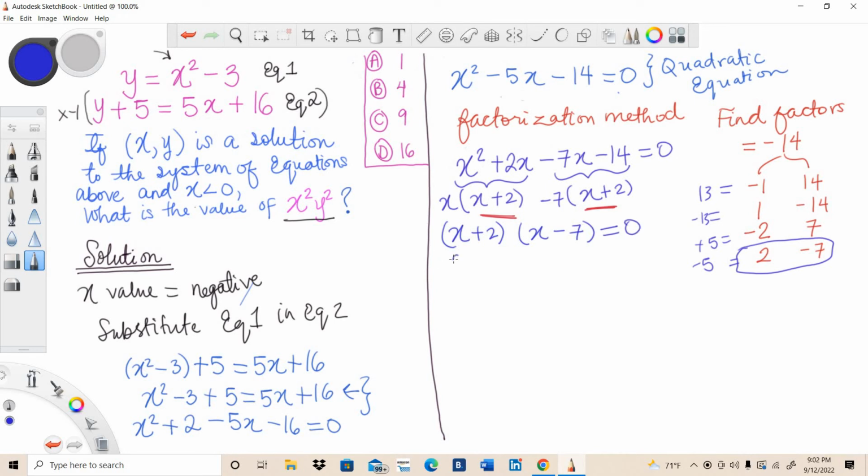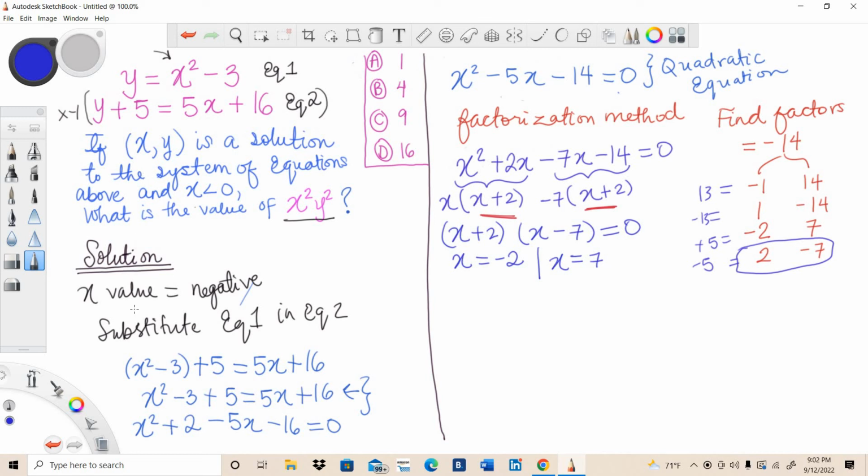So the values of x will be x equals negative 2, because we're going to do x plus 2 equals 0, as well as x minus 7 equals 0, which is the same thing as x equals 7. So the two values of x are x equals -2 as well as x equals 7.